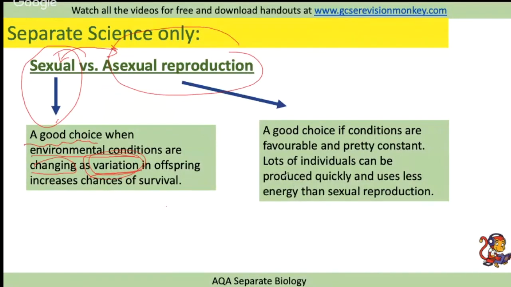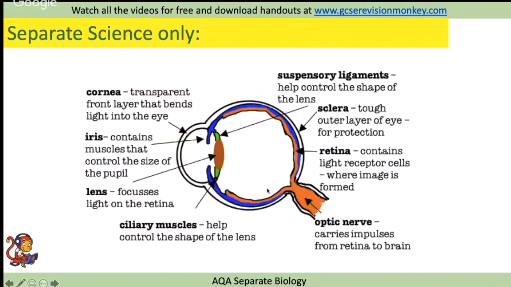So look at the situation that you've got in front of you. If there are changing conditions, they're going to want to use sexual. If the conditions are favourable, then they're going to want to use asexual.